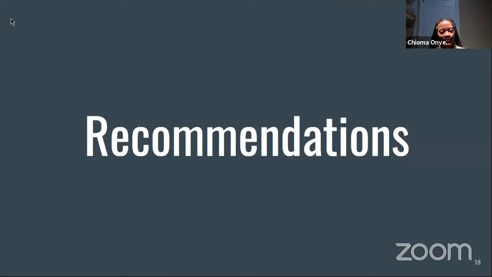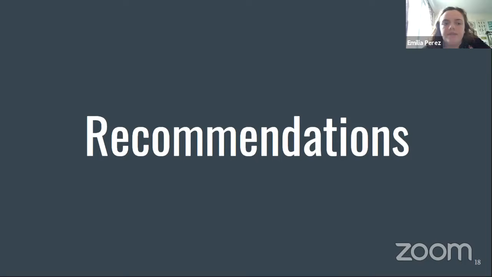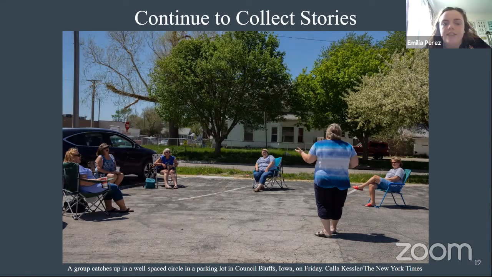Yeah, so after we gathered and analyzed our data, we were able to develop 3 really distinct recommendations for future researchers and the elected officials that are often on the front lines of managing crises like this. Our first recommendation is for social science researchers to continue to collect stories. Stories remain one of the most powerful ways to share experiences. They are also a powerful learning tool.